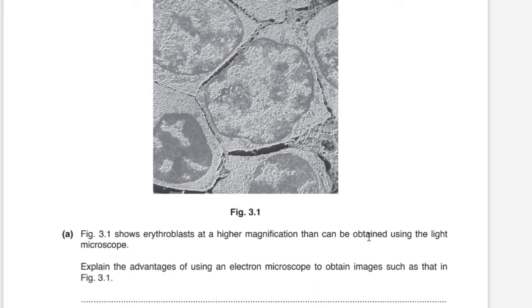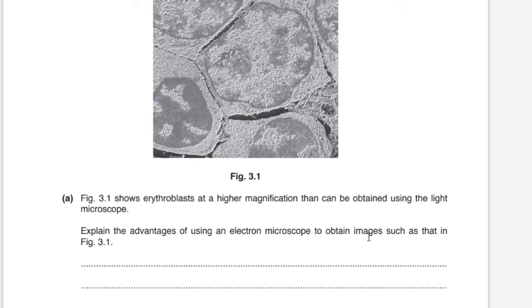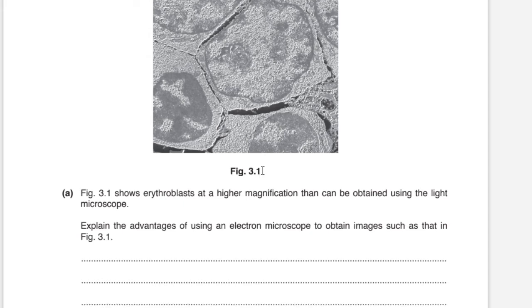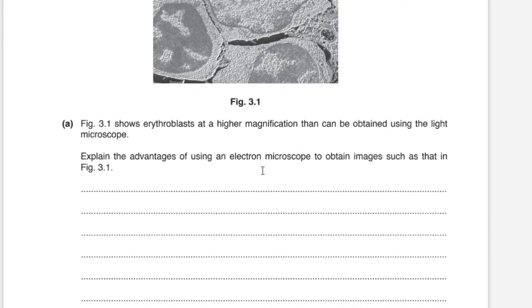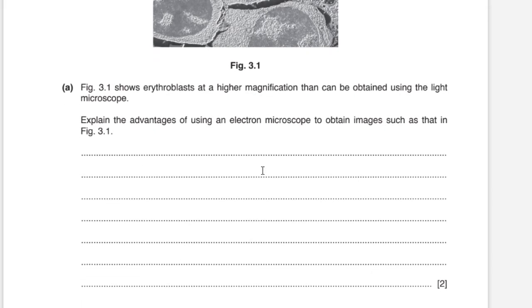A. Figure 3.1 shows the erythroblasts at a higher magnification than can be obtained using the light microscope, meaning that figure 3.1 is obtained using an electron microscope. Explain the advantages of using an electron microscope to obtain images such as that in figure 3.1.